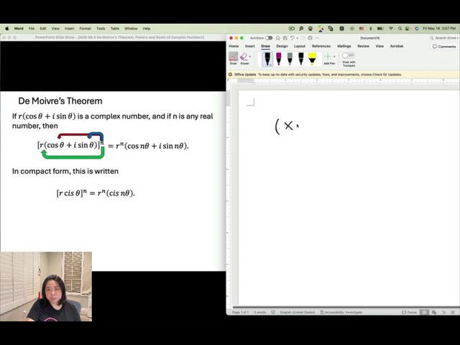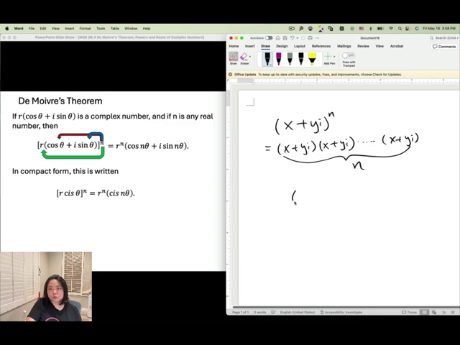If you have the complex number in rectangular form, you have to multiply it out one by one. I have x plus yi to the power of n, so I have to multiply it n times. For example, if I have x plus yi squared, I distribute it one by one to get the final answer.